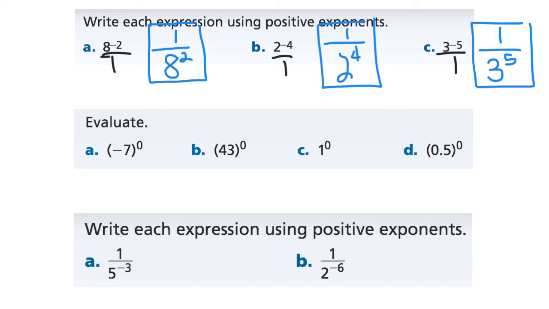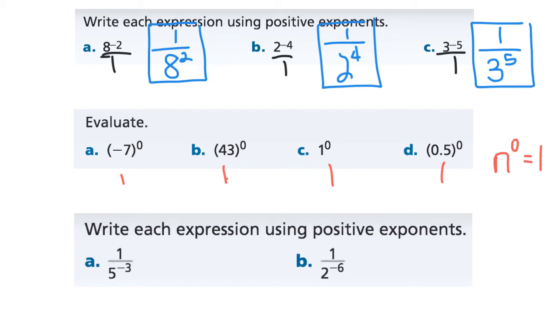One thing that we saw is that when we have a power of 0, we end up having a 1. Anything to the power of 0 is going to be equivalent to 1. Negative 7 raised to the power of 0 is 1. 43 raised to the power of 0 is 1. 1 to the power of 0 is 1. And 0.5 or 5/10 raised to the power of 0 is 1. So ultimately, any number raised to the power of 0 is 1.